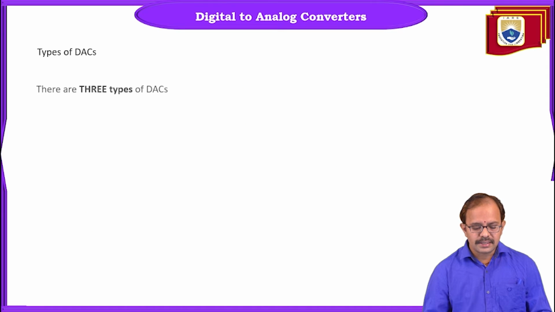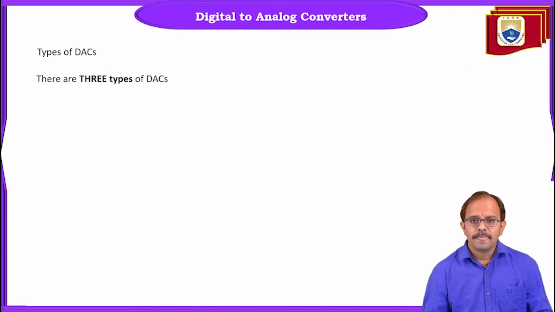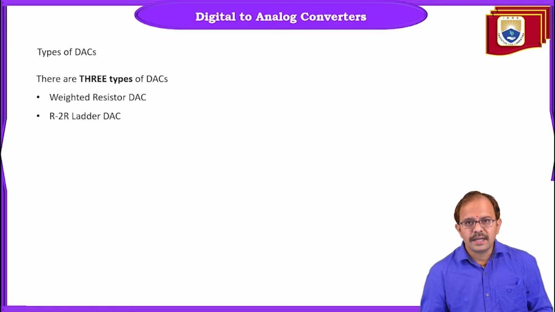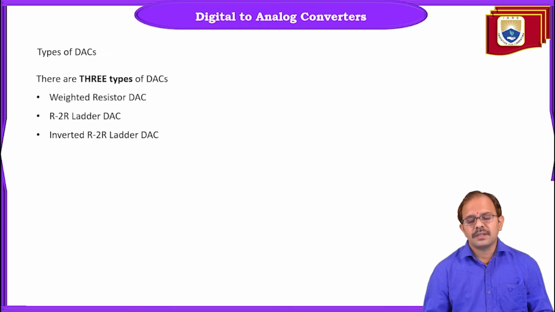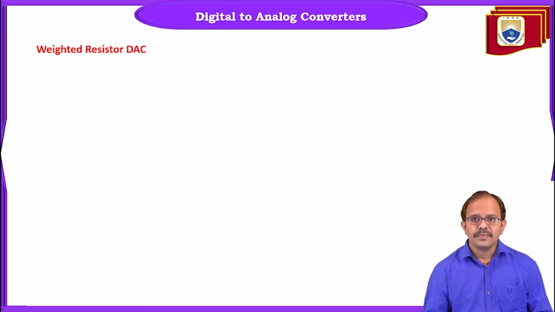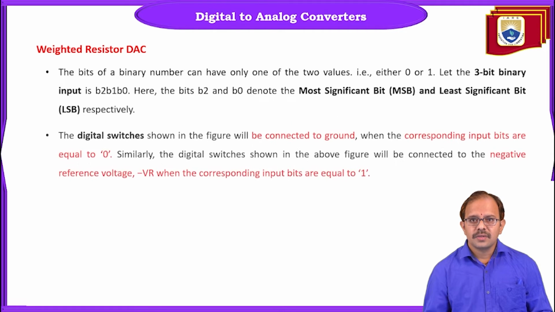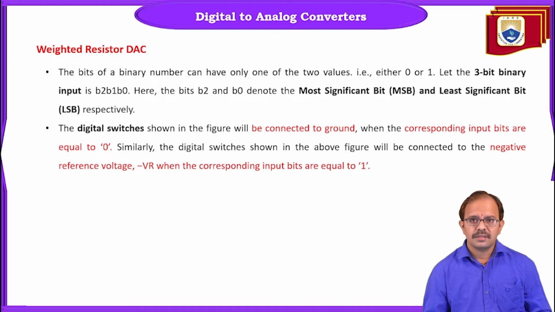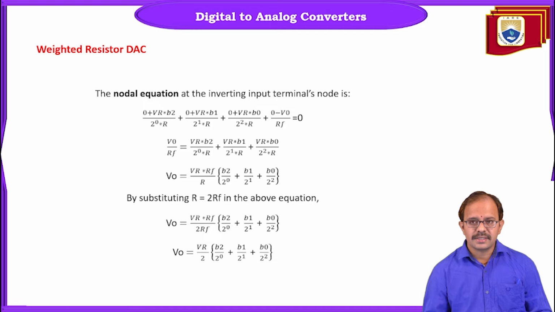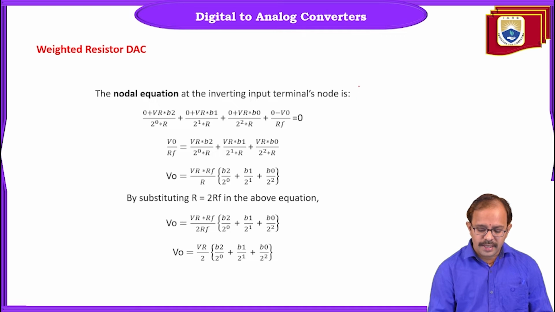And we said there are basically 3 types of converters. They are the weighted resistor DAC, the R2R ladder DAC, and the third one, the inverted R2R ladder DAC. We have seen the demonstration on the weighted resistor DAC, where we discussed the operation and derived the expression for output voltage by performing some nodal analysis.